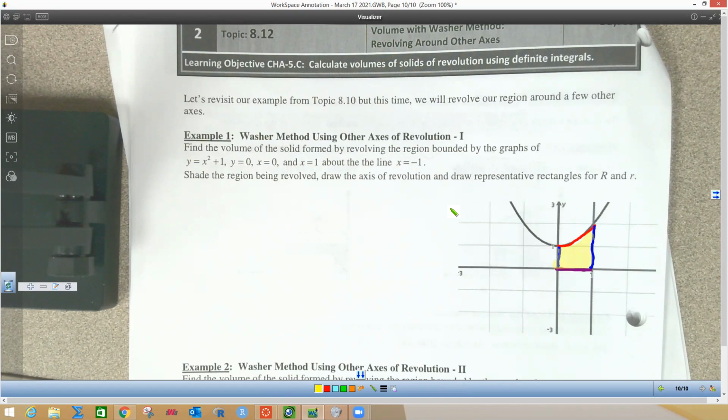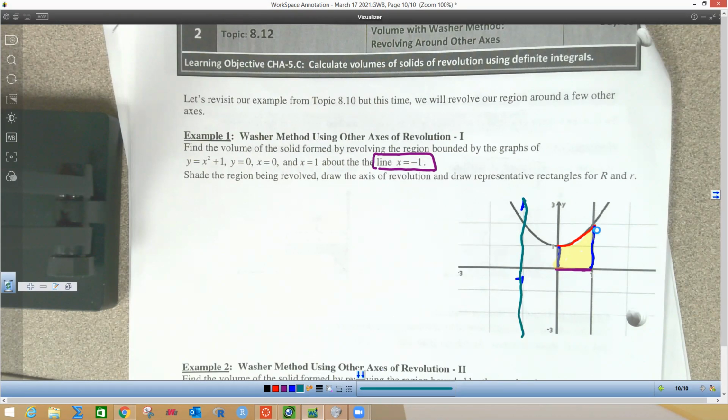And now it says we want to rotate this. The axis of revolution is going to be the line x equals -1. So the line x equals -1 is, this is -1 right here for x. It is going to be this line. I want green. So I'm going to rotate that about this line.